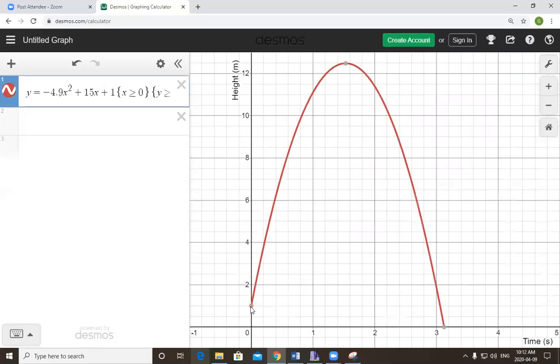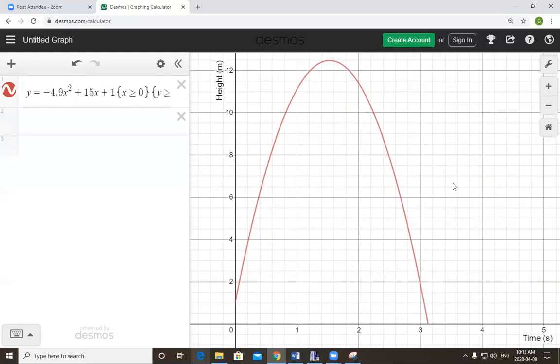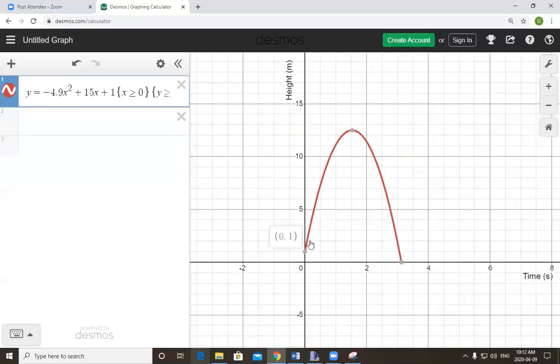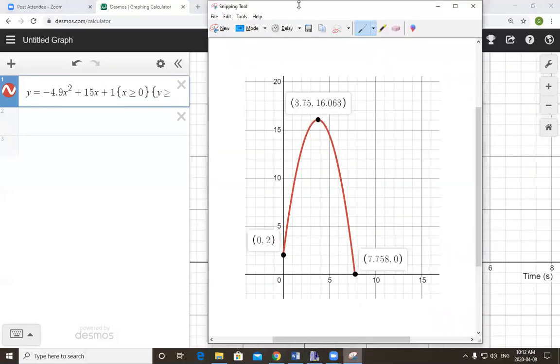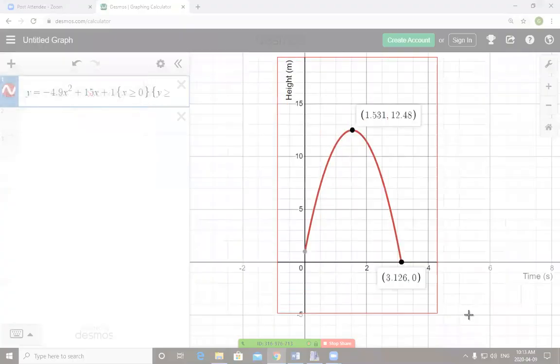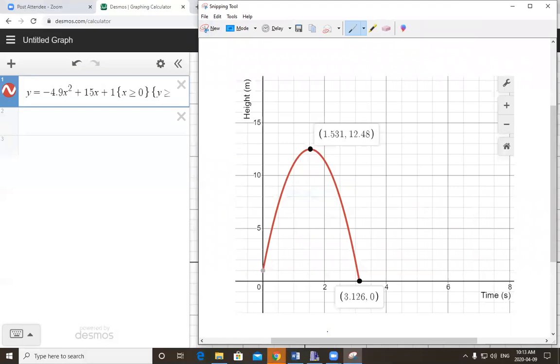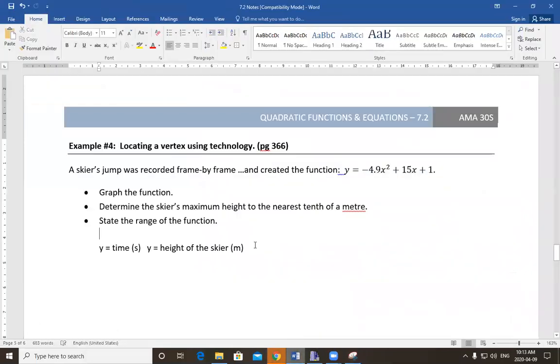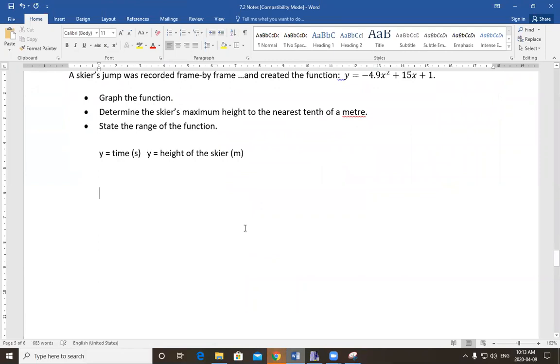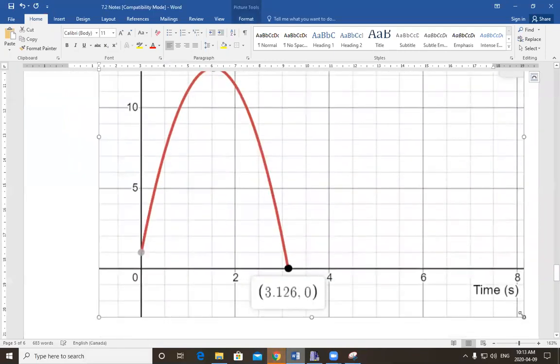Click on the points: y-intercept, vertex, and the root that's there. Sorry, I'm just moving this a bit, just to make the graph fit. Okay. Spent all that time and now I'm not going to use it. Okay, so we'll snip that. Make sure we get both labels. Copy. Paste into our Word doc. Make it smaller so we can see.